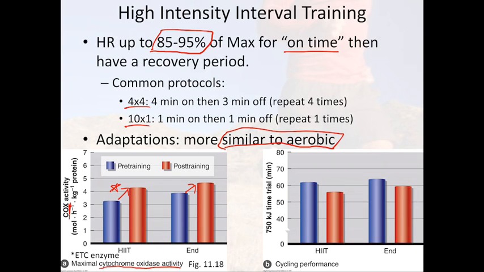This is a greater increase, and this is a greater decrease in time trial performance, or sorry, not really a greater increase in performance, but a greater decrease in time, which is better, to complete the 750 kilojoule time trial in a shorter period of time. All right, that's it.